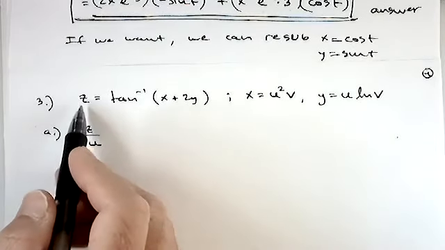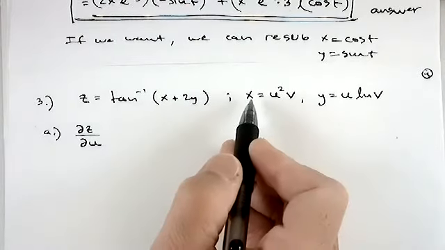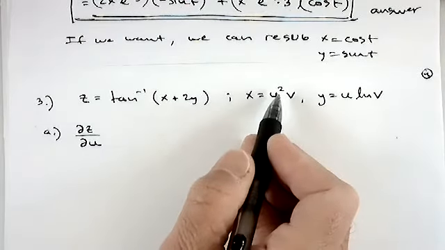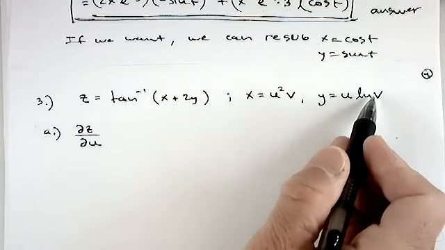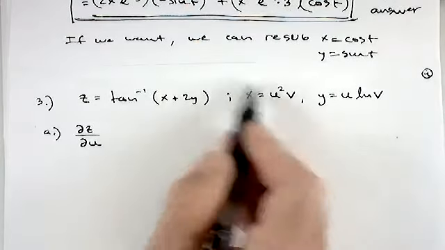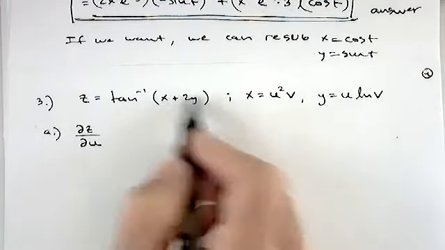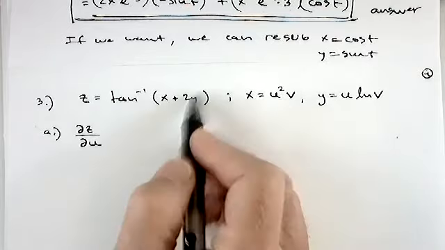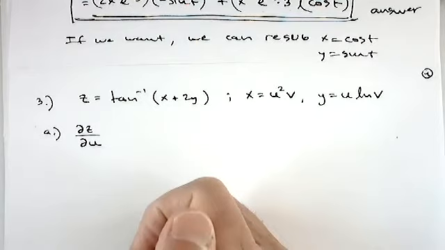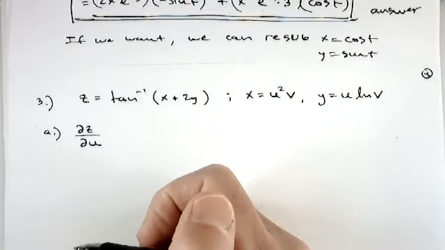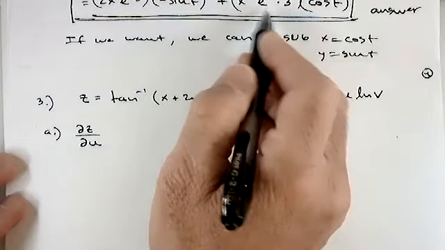Now I've got a function z, which is the inverse tan of x plus 2y, but I'm told that x really is represented by u squared times v, and y is u times ln of v. Obviously, I could put those in like I did the first time, but that just looks crazy, right? If I put those in there and then try to take the derivative of z with respect to u, that is just going to be too much for me. All right, so we're going to try the chain rule, the mapping way.